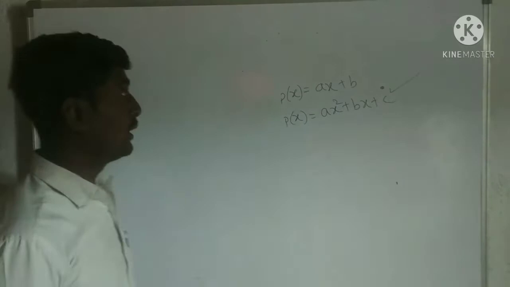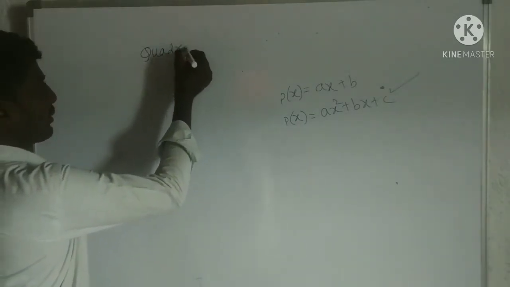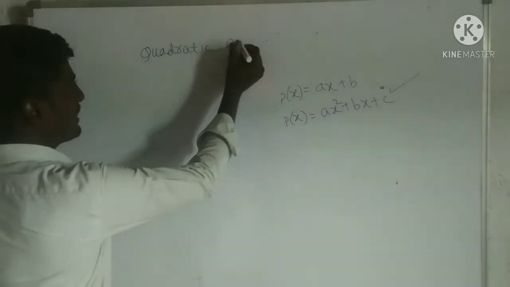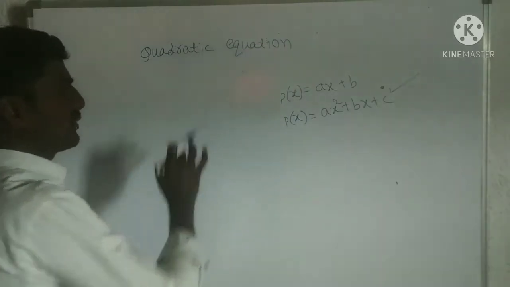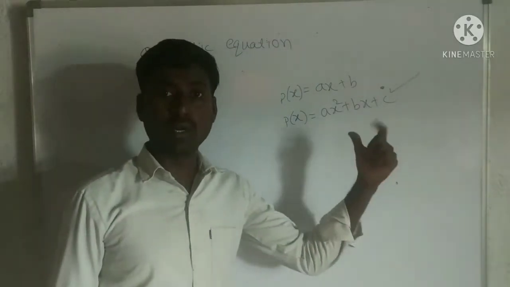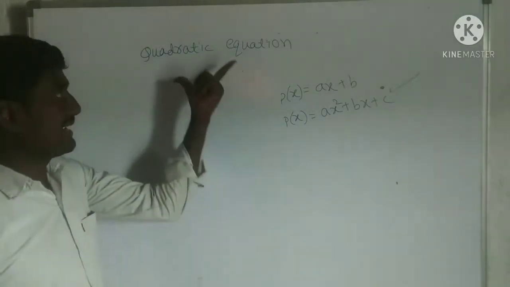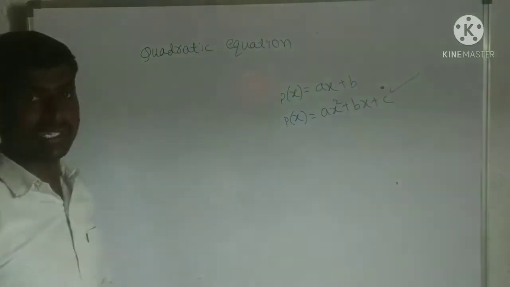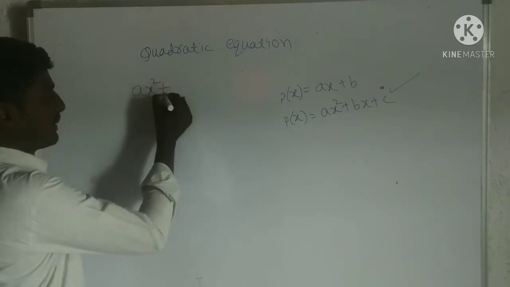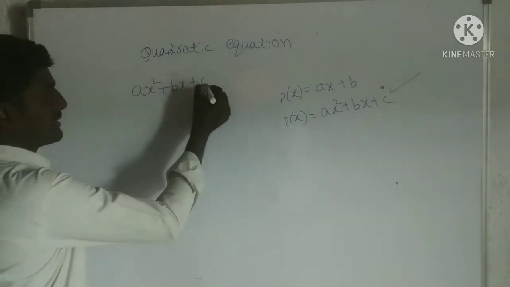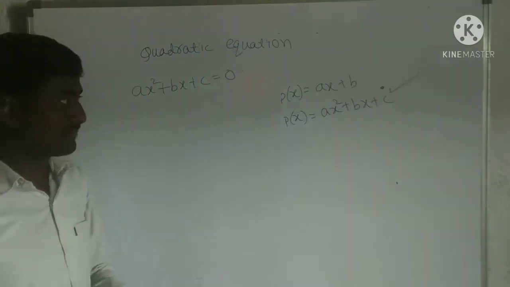But now we are discussing the chapter quadratic equation. What is the difference between a quadratic equation and a quadratic polynomial? Let us write the standard form of the quadratic equation: ax square plus bx plus c is equal to 0. This is the standard form of a quadratic equation.